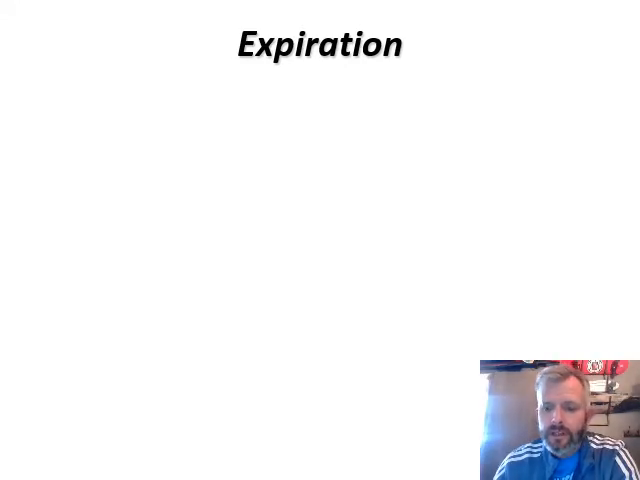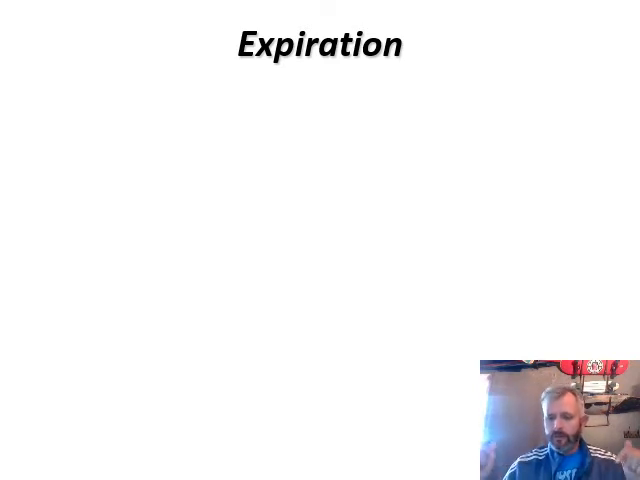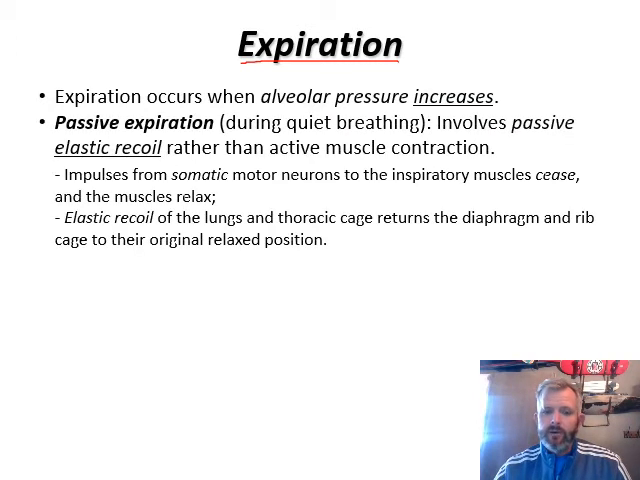So now let's look at the reverse of inspiration, expiration. Now we want to get the air out of the lungs into the environment. For inspiration, we increase the volume and decrease the pressure. Now we're going to decrease the volume and increase the pressure to perform expiration, right? To move that air out. So what do we have going on here? Alveolar pressure increases. How do we do that? We're going to decrease the volume. And how do we decrease the volume?